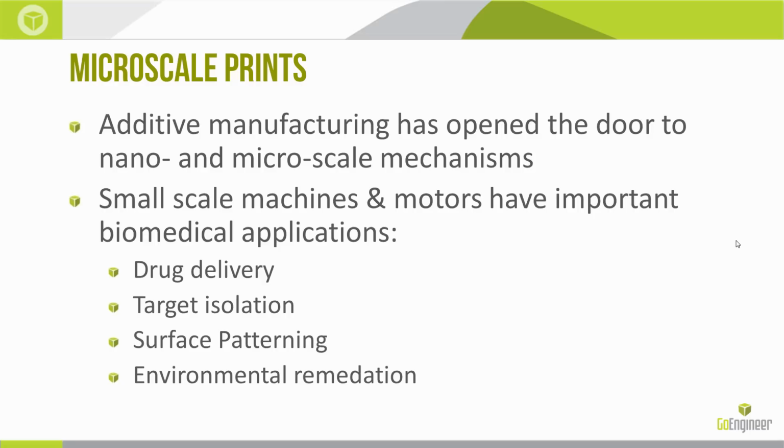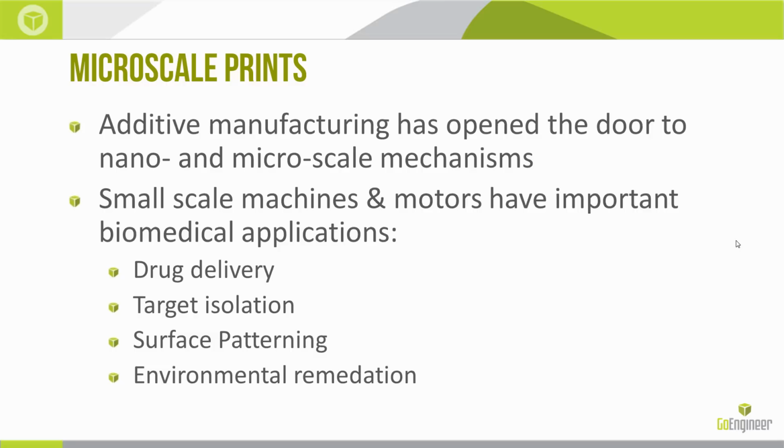All right. Small scale machines and motors actually have a lot of important biomedical applications. Things like drug delivery, being able to deliver a drug to a particular organ for example, or a particular location within the body. Target isolation. So this has to do with it's a molecular thing, being able to target certain proteins or molecules within the body. Surface patterning is all about surface treatment. And then the big one here is that I think is environmental remediation.